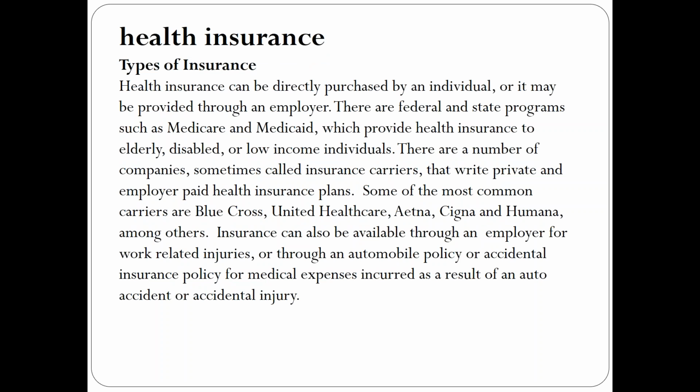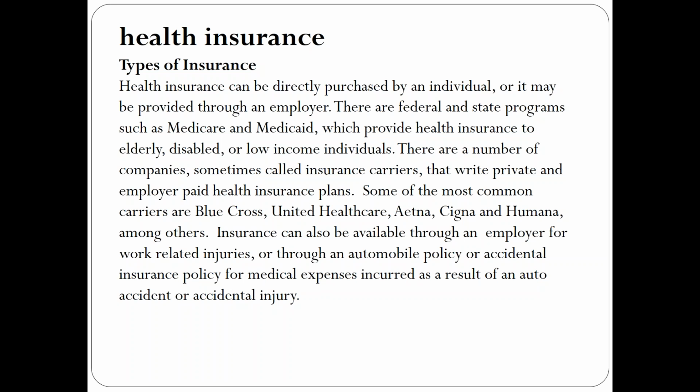Okay. Health insurance can be directly purchased by an individual, or it can be provided through an employer. If it's provided through an employer, it's called group health insurance. Okay, and there are also federal and state programs such as Medicare and Medicaid, which provide health insurance to people who are elderly, disabled, or of low income. There are a number of companies, sometimes called insurance carriers, that write private employer-paid health insurance plans.